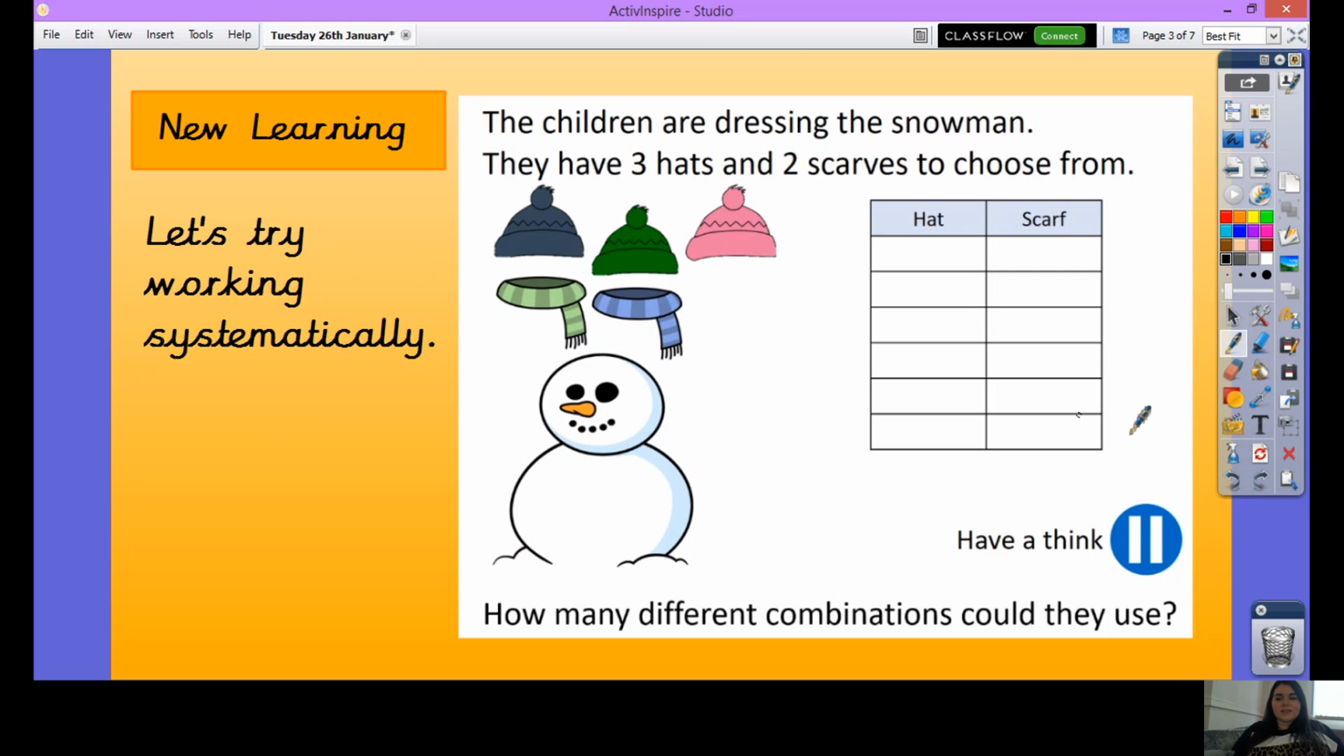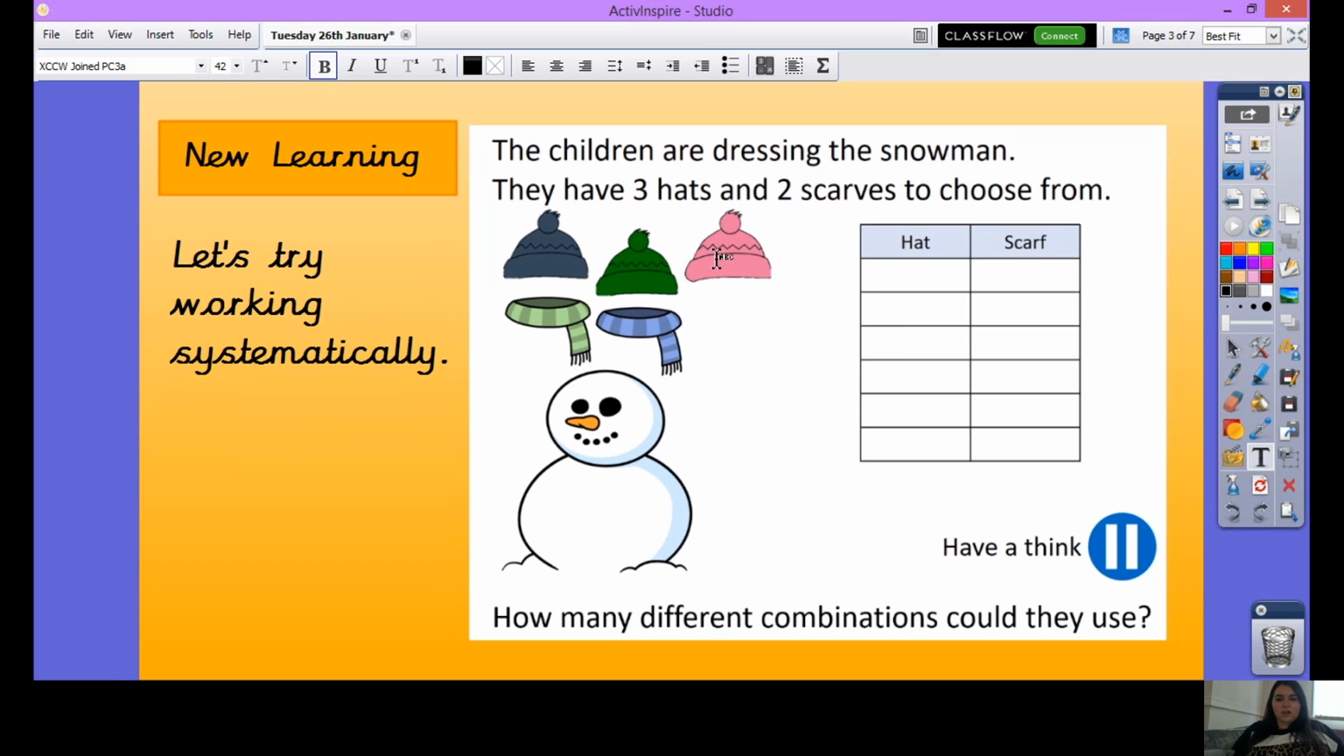So we can try working systematically for this. I can see that there is a blue hat here. So that blue hat could go with the green scarf, or that blue hat could go with the blue scarf. Then you might want to pause the video now and draw out this table, and you might know how to do this for the green hat and then the pink hat. So feel free to pause now and try it, or you can watch along this time.